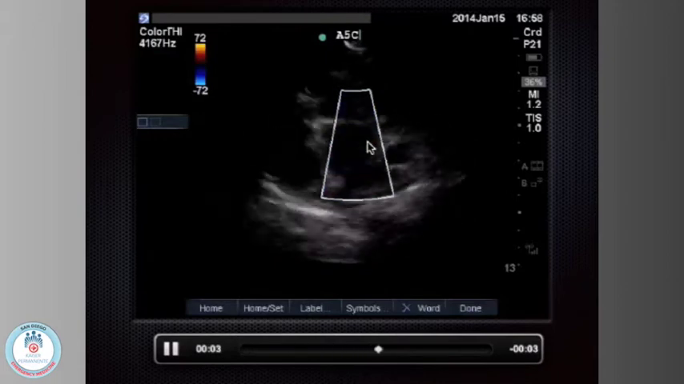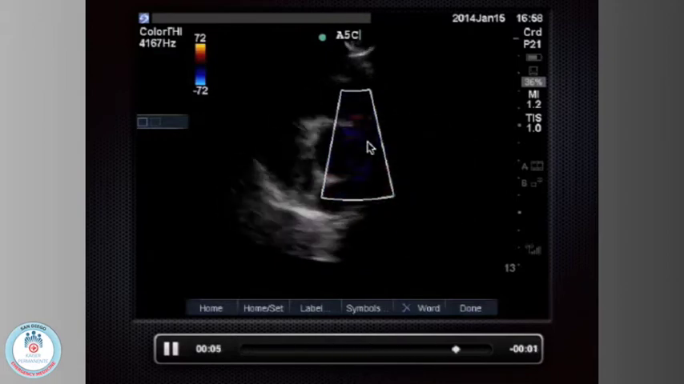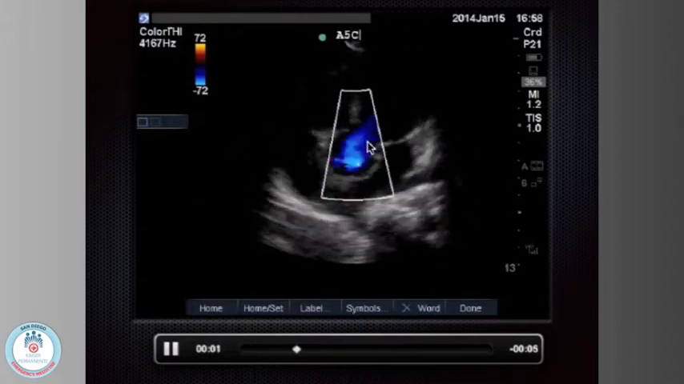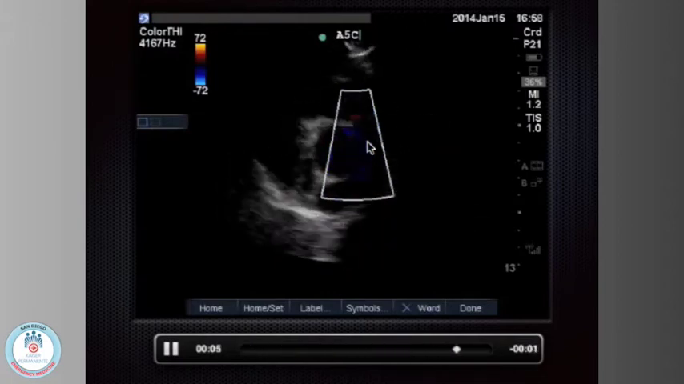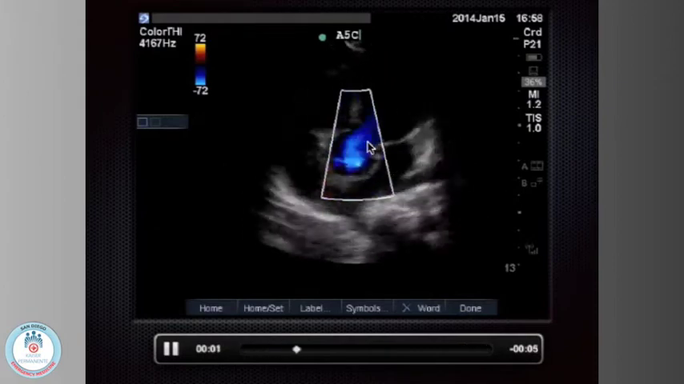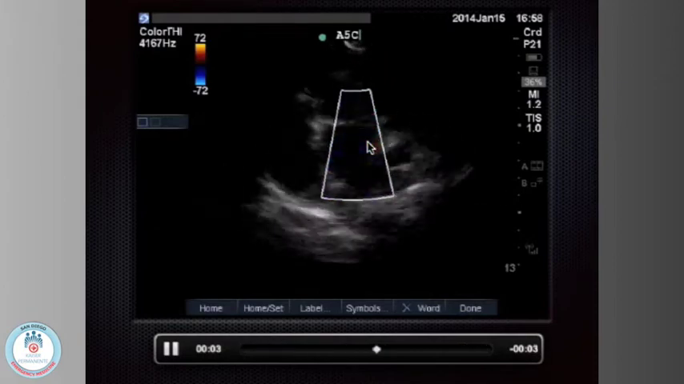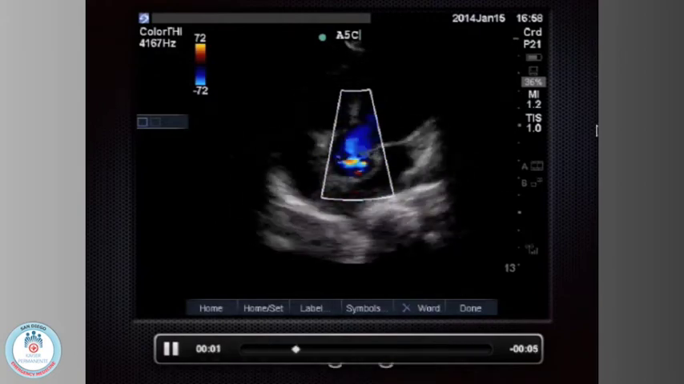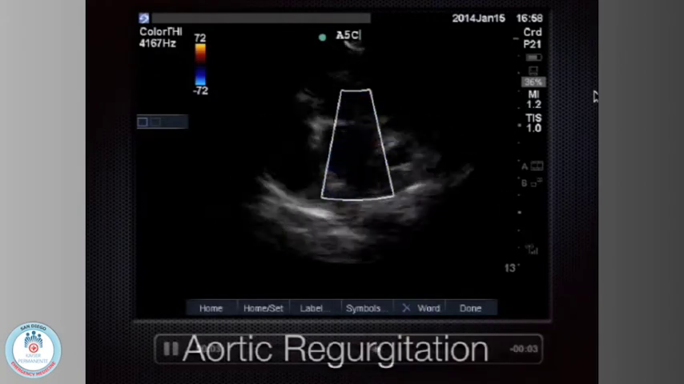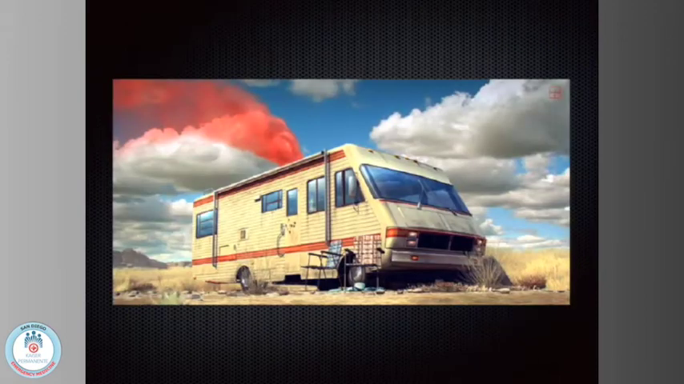See that little red jet that comes up? And we're kind of going through the video, we're fanning through. What's happening is the patient's breathing in and out. We're not moving the probe. As the patient's breathing in and out, it goes in and out of the view, but you'll see that red jet during diastole come into view there. And that's what aortic regurgitation looks like. Cool? All right.